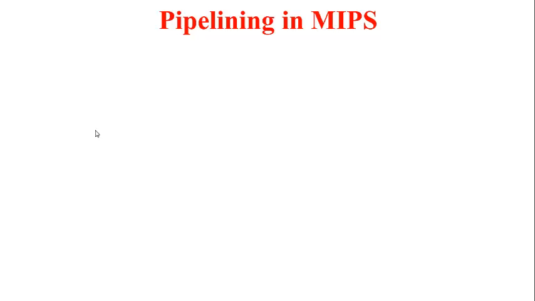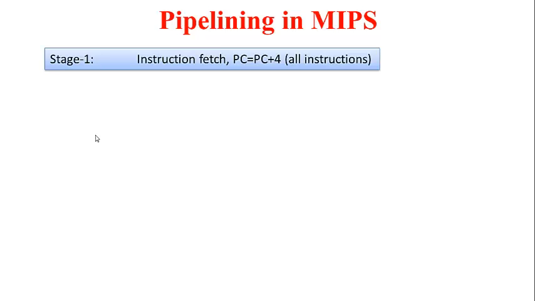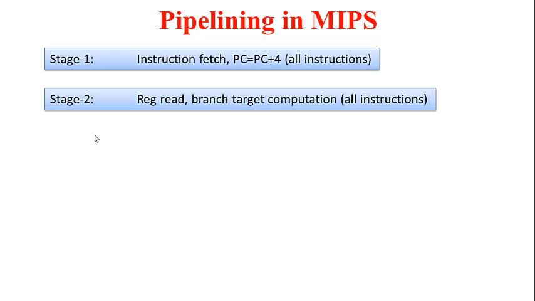Let us now switch from talking about pipelining in the abstract to talking about pipelining in the context of MIPS. Let us recall the MIPS multi-cycle implementation for this. The MIPS multi-cycle implementation for the instruction subset involved the following stages. The first stage was common, involving instruction fetching and PC+4 addition. The second stage involved register reading and branch target computation, and this was also common to all instructions.